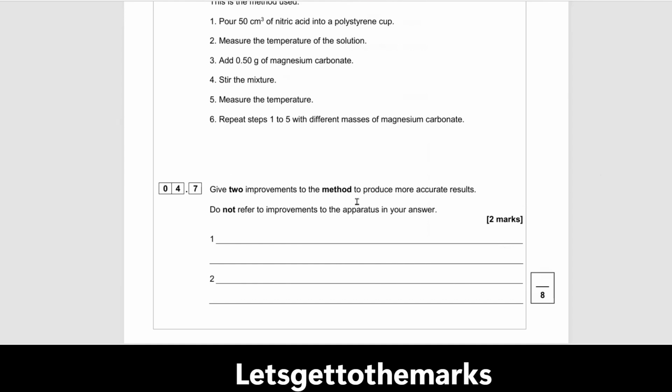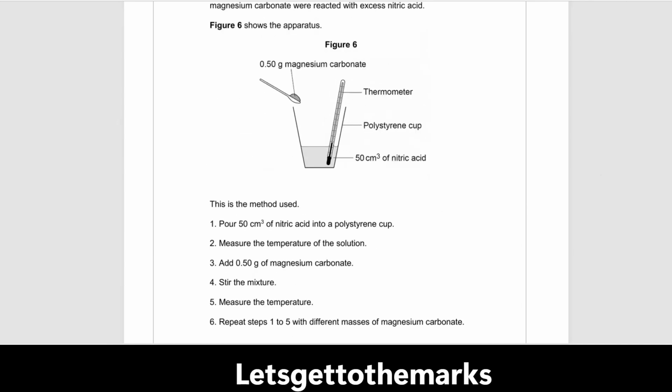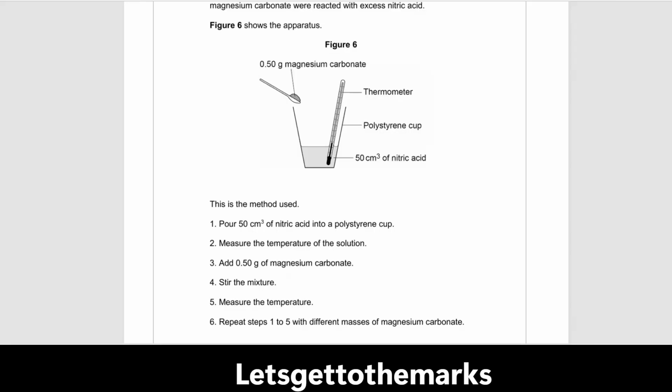Give 2 improvements to the method to produce more accurate results. Do not refer to improvements to the apparatus. So we're not allowed to say improvements to the actual apparatus. Okay, well, let's have a look at their method. Otherwise, I would have said put a lid on the polystyrene cup to prevent heat loss. I would have said use a digital thermometer, but we can't do that.